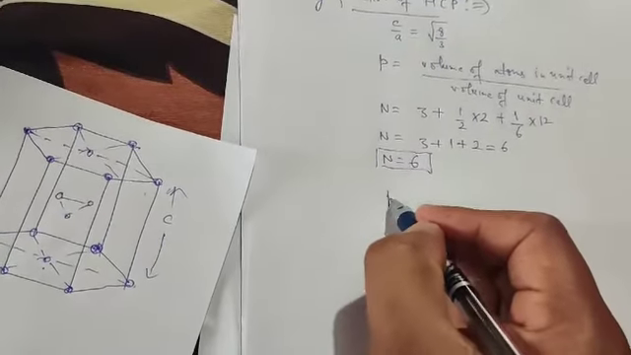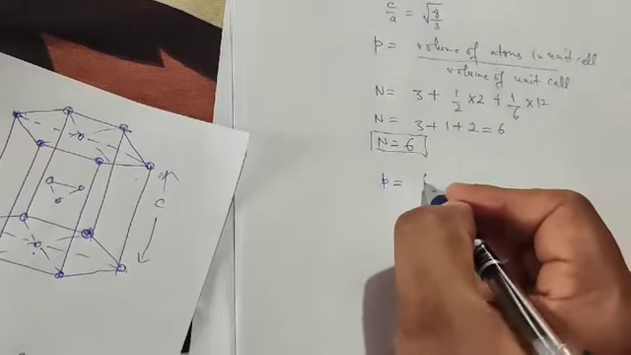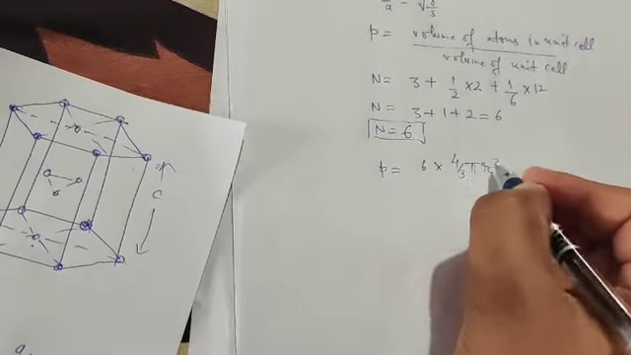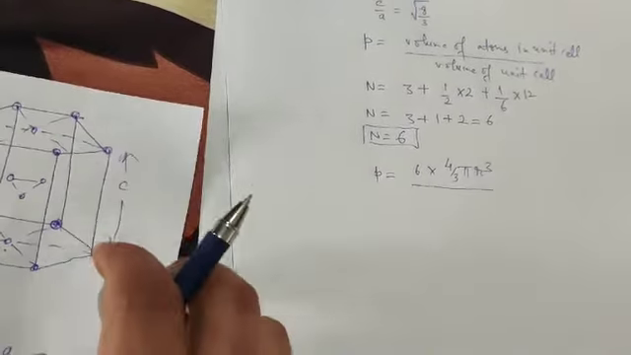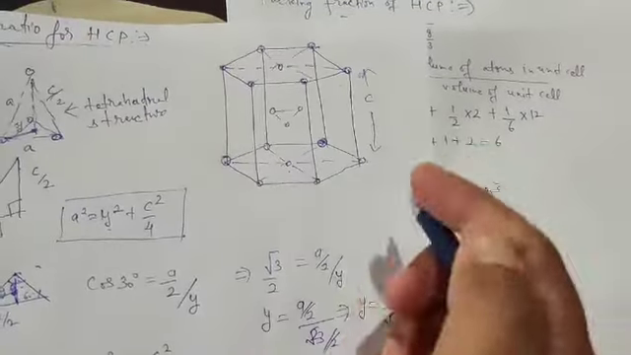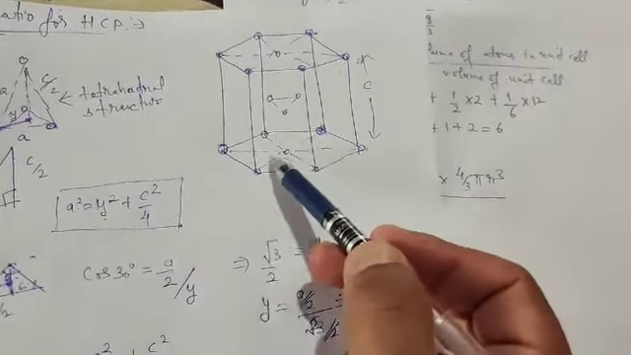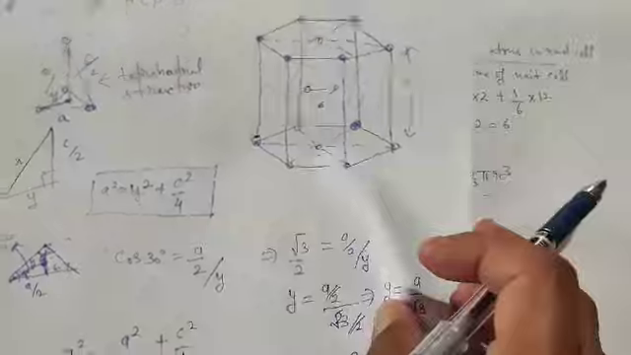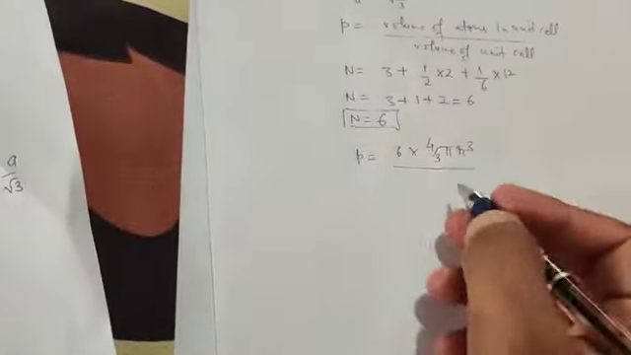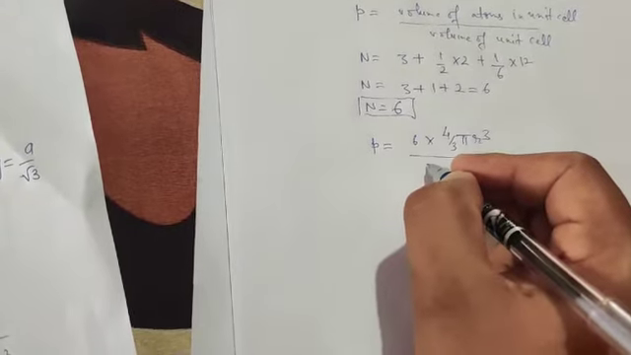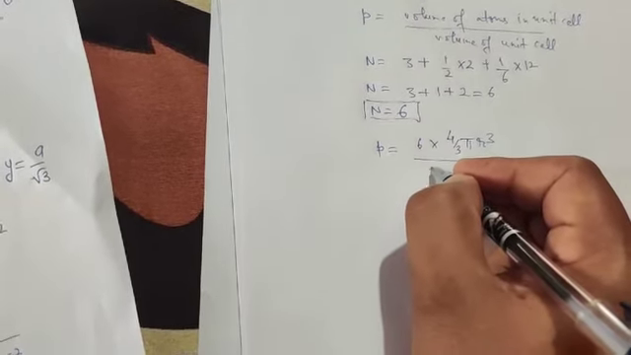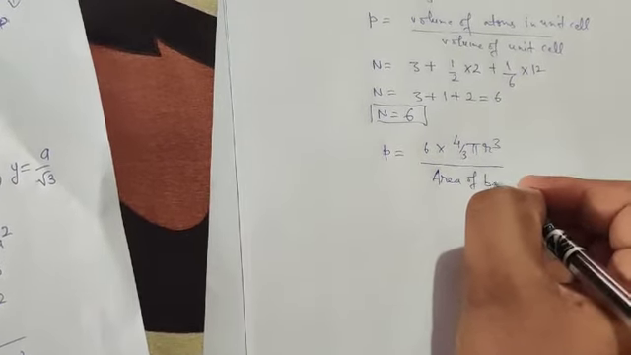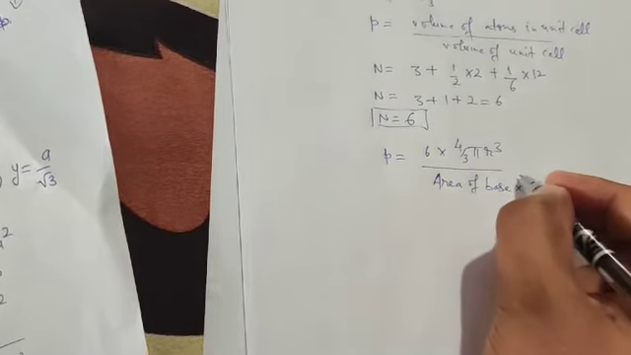So packing fraction will be 6 into the volume of atoms. This will be 4 by 3 pi r cube, and the volume of the unit cell will be the area of the base into height. Height is c.